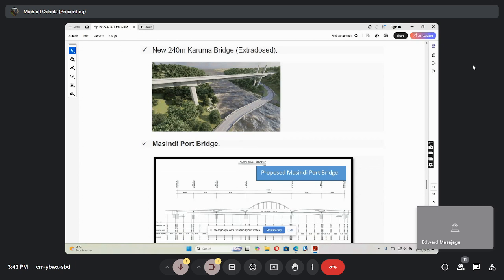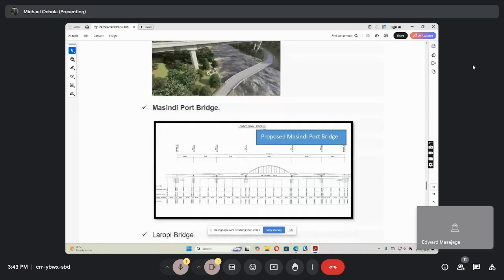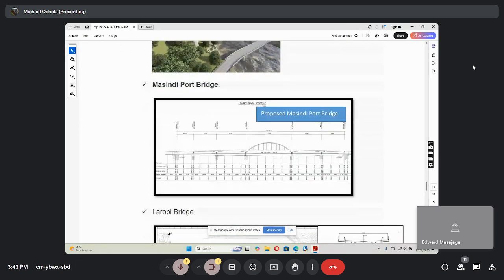And then the next one is Masindi Port. We're also going to connect Renkunya or Kiryandongo with Apac district. And this was the proposed design in 2013. So right now, the consultant is doing this.